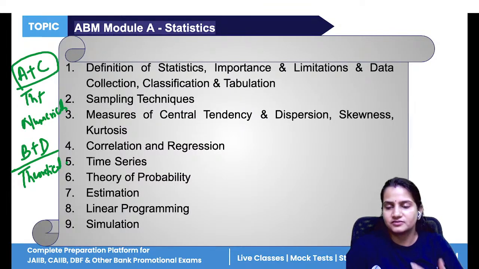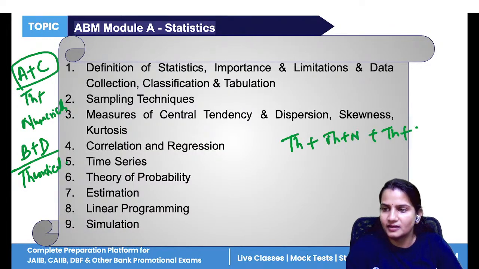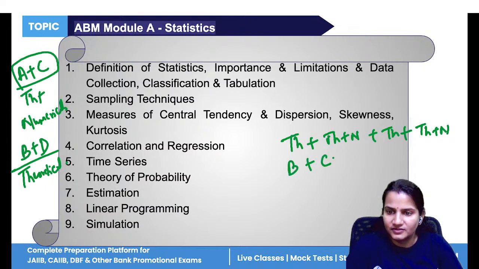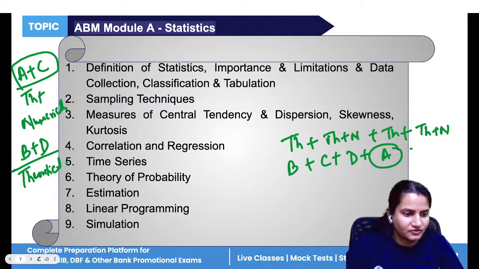So how will we start our preparation for this paper? We'll start with a theoretical module, then theory plus numerical, then again theory, and then theory plus numerical. So we will go with B, C, D, and at last A. Now, let's have a detailed understanding of the syllabus.